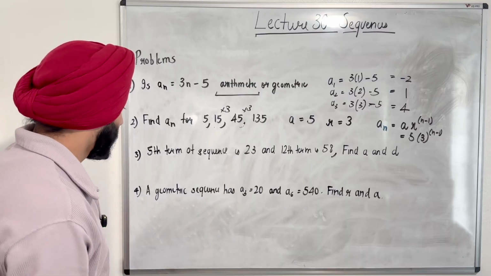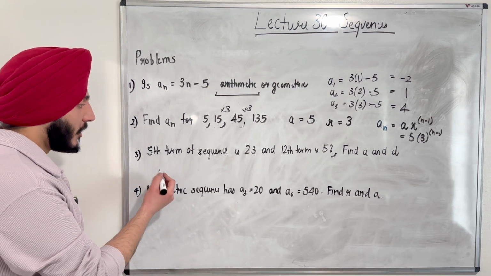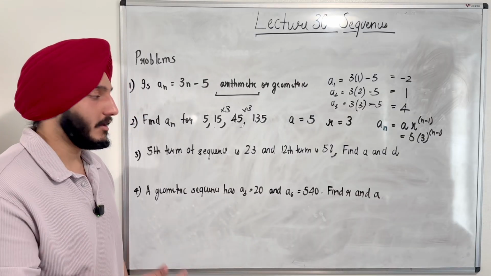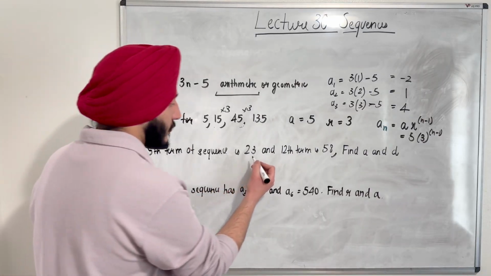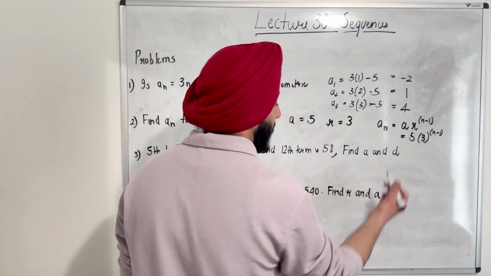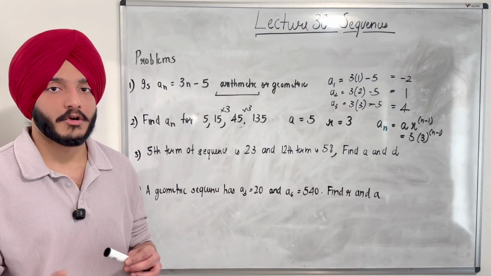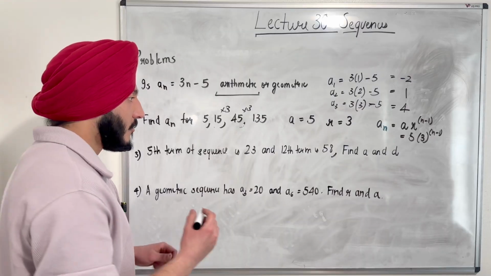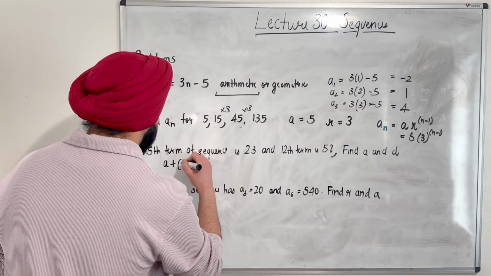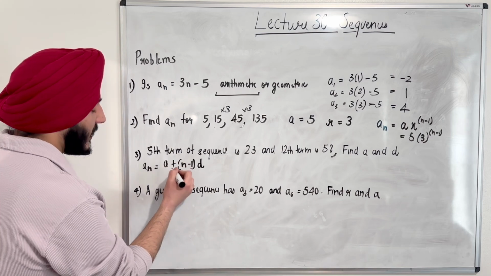Okay, moving on. Now, the third and fourth ones are kind of tricky to understand. The fifth term of a sequence is given and its 12th term is also given, and we are supposed to find a and d. The fifth term of a sequence is 23 and the 12th term is 58. Find a and d. Now this is where the formulas that we covered for geometric and arithmetic progression come into play. If you remember, the formula for arithmetic progression is an equals a plus n minus 1 times d, right?